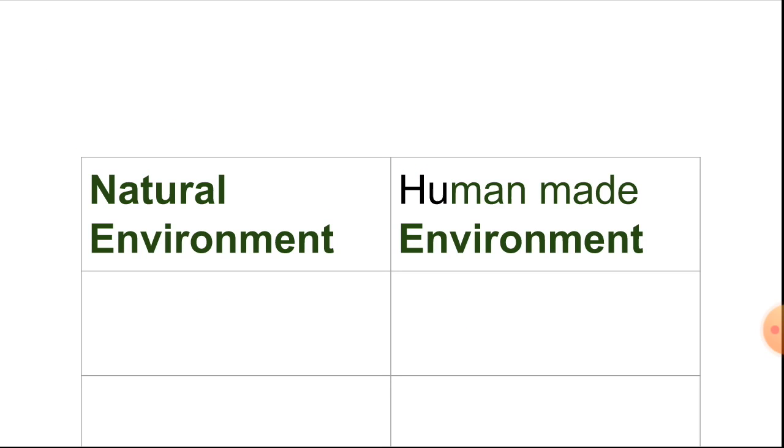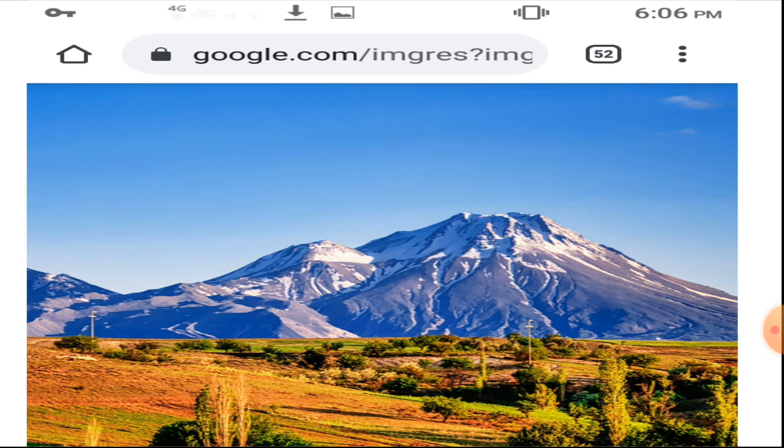Please look at this table. After learning all the points in this chapter, you have to complete this table immediately and send me the correct answers, classifying the natural environment and human made environment. Please listen. What is this? Yes, a mountain. Is a mountain an example of the natural environment or human made environment? Yes, natural environment, naturally formed.